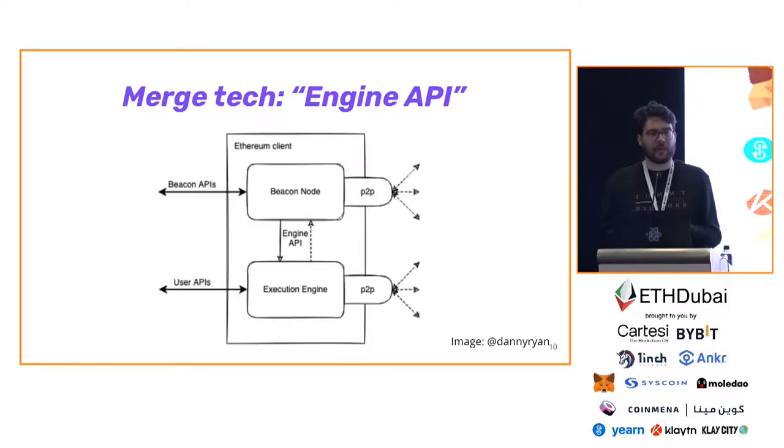Now, think about the merge. We have this proof of stake beacon chain already live for a year now. We want to couple that to our execution layer and get rid of proof of work. And we do this with the Engine API, where the Engine API couples the beacon node, the consensus layer, and the engine, the execution layer, and makes them talk together. And then we can basically encapsulate these two different things.